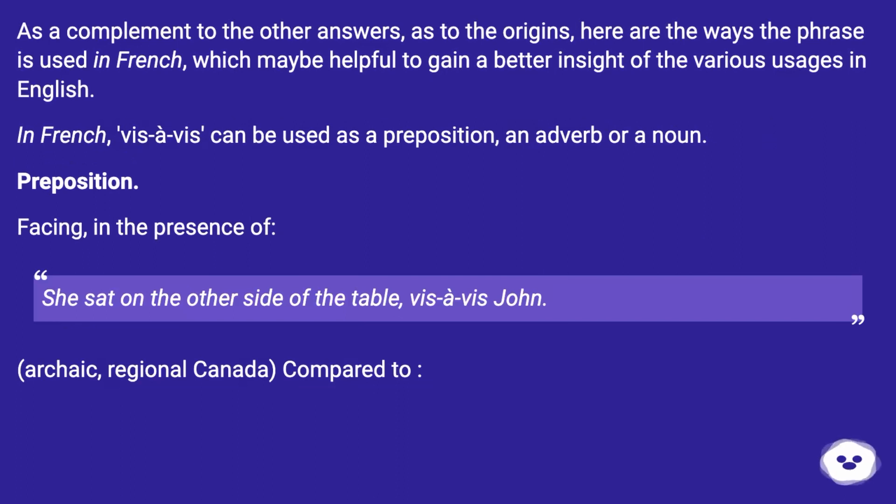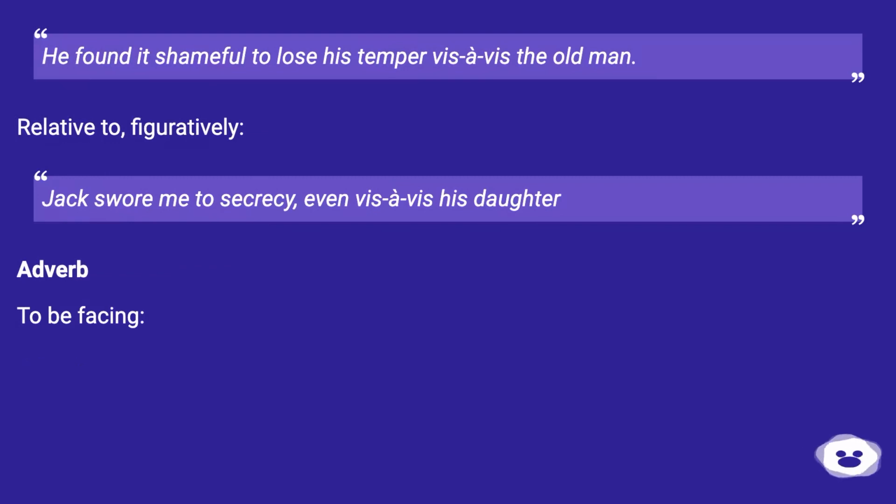As a complement to the other answers, as to the origins, here are the ways the phrase is used in French, which may be helpful to gain a better insight of the various usages in English. In French, vis-à-vis can be used as a preposition, an adverb or a noun. Preposition. Facing, in the presence of. She sat on the other side of the table, vis-à-vis John. Archaic, regional Canada, compared to. He found it shameful to lose his temper vis-à-vis the old man. Relative to, figuratively. Jack swore me to secrecy, even vis-à-vis his daughter.